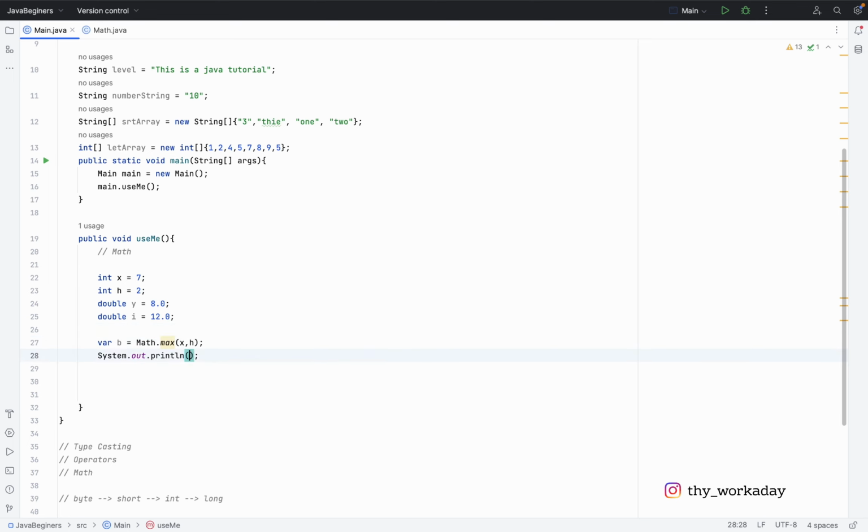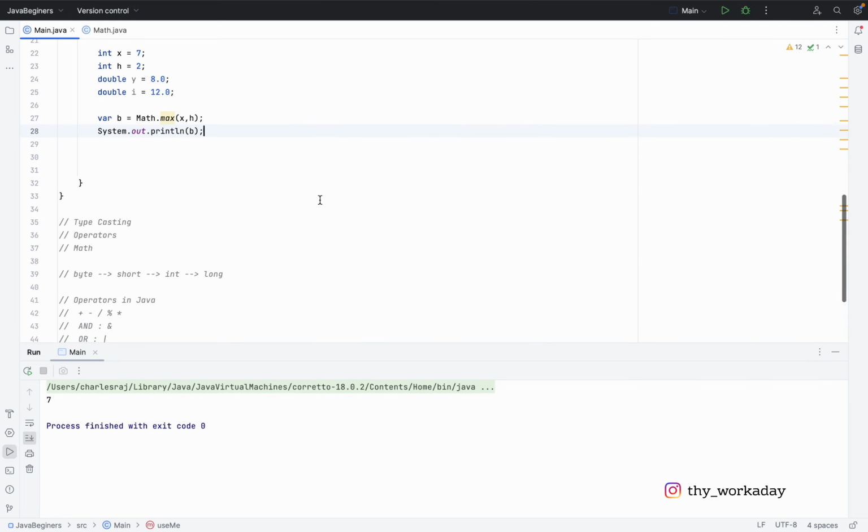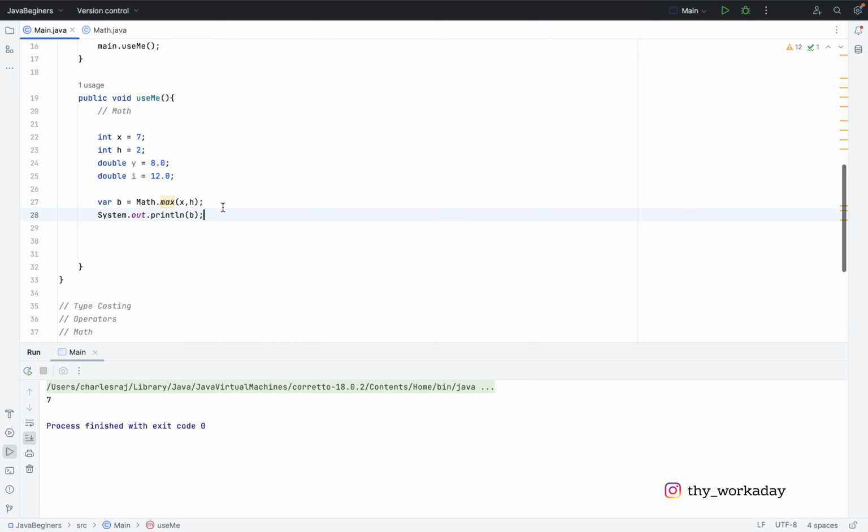If you print b, let's check the log to see what is printing. It's printing 7. Math.max compares the two inputs, one input is 7 and the other is 2, and gives the maximum number. Math has another function, min, which means minimum.